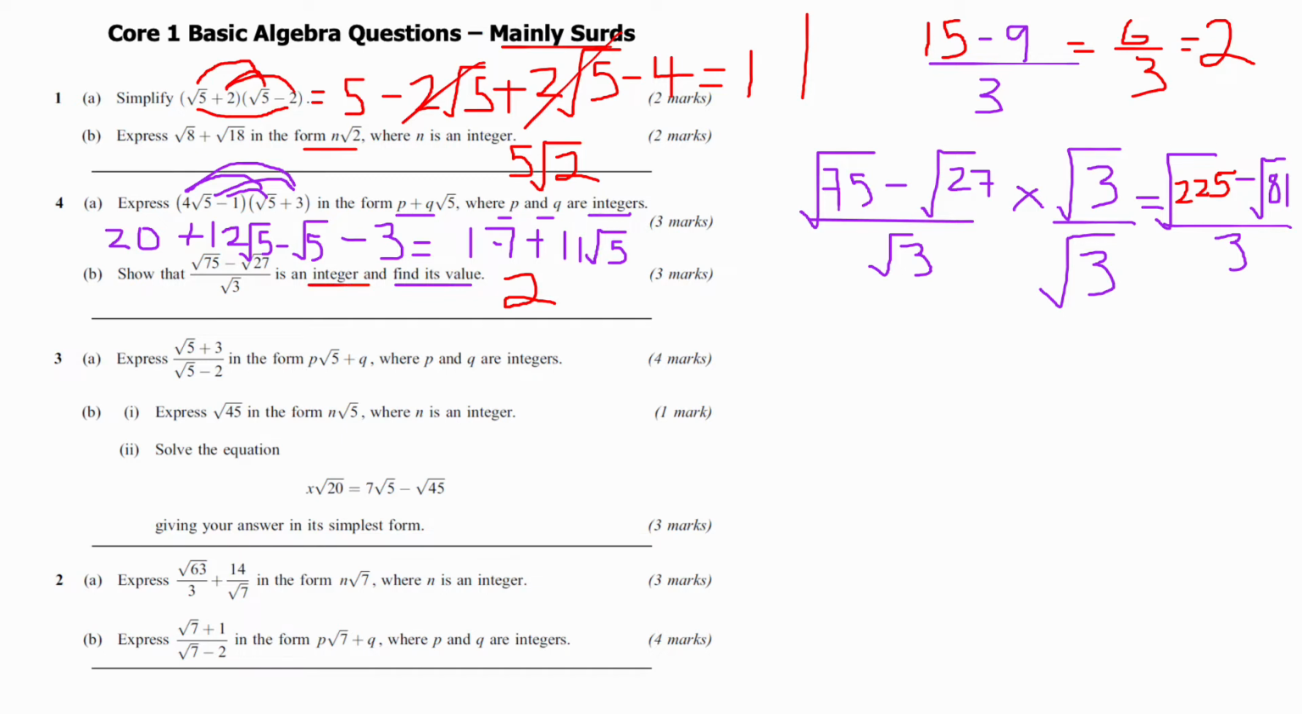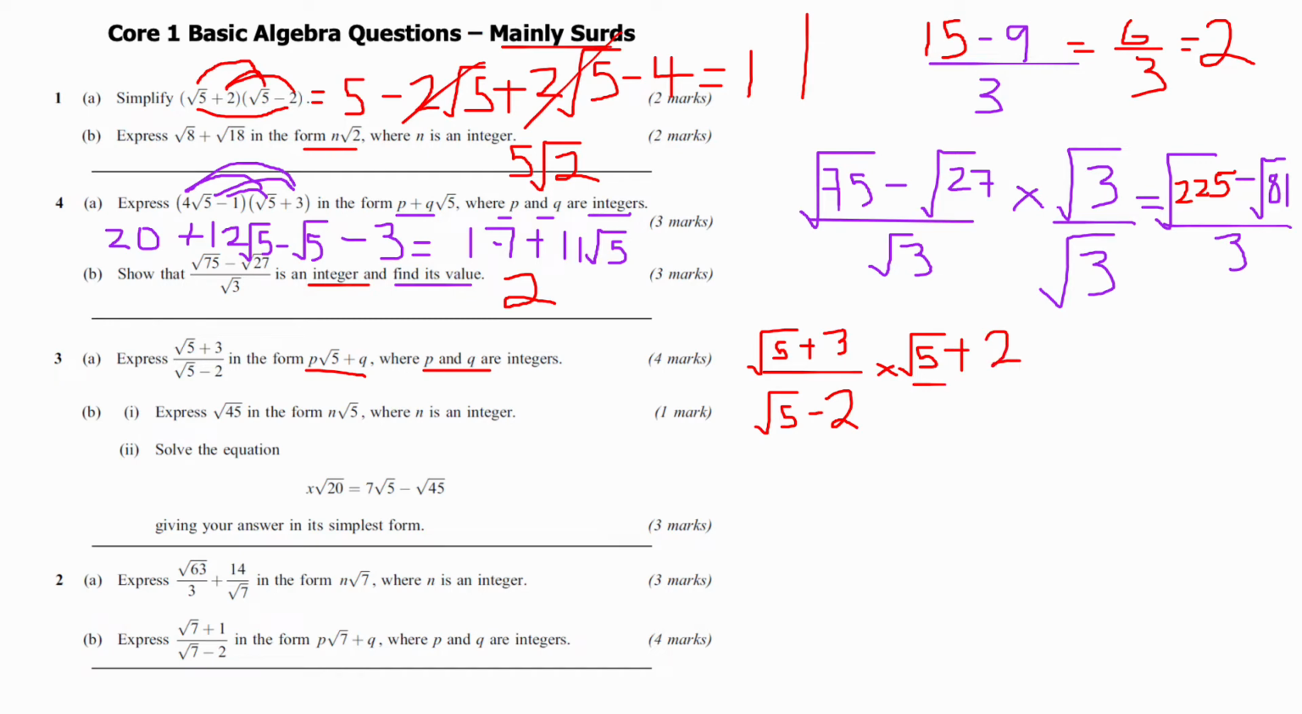Okay, question number 3, guys. So express root 5 plus 3 all over root 5 minus 2 in the form p root 5 plus q, where p and q are integers. So again, rationalizing the denominator. So multiply top and bottom by its conjugate. So I'm going to have root 5 plus 3 over root 5 minus 2. I'm going to multiply top and bottom of this fraction by 1, i.e. root 5 plus 2 over root 5 plus 2.